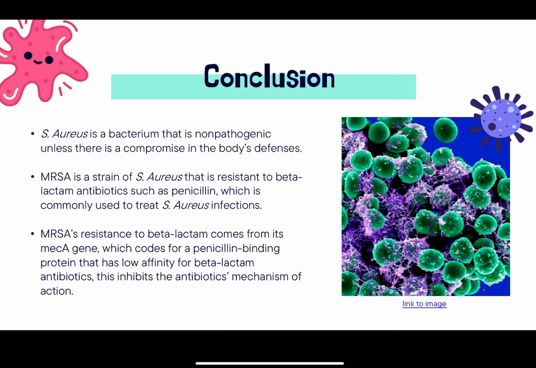So to conclude, S. aureus is a bacterium that is non-pathogenic unless there's a compromise in the body's defenses. MRSA is a strain of S. aureus that is resistant to beta-lactam antibiotics, such as penicillin. MRSA's resistance to beta-lactams comes from its mecA gene, which codes for a penicillin binding protein that has low affinity for beta-lactam antibiotics. So this inhibits the antibiotic's mechanism of action and allows the MRSA infection to continue.